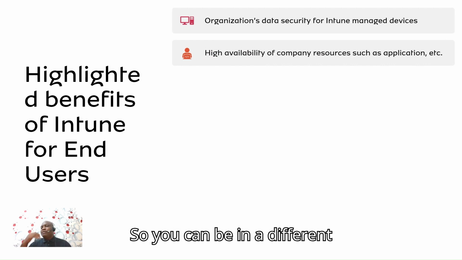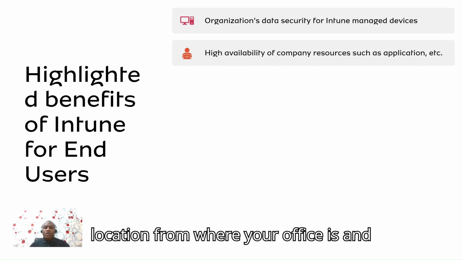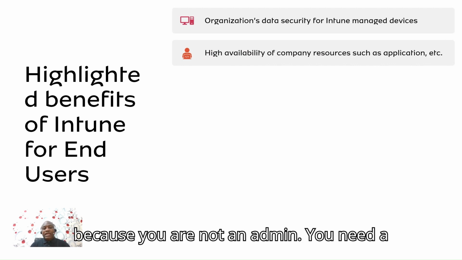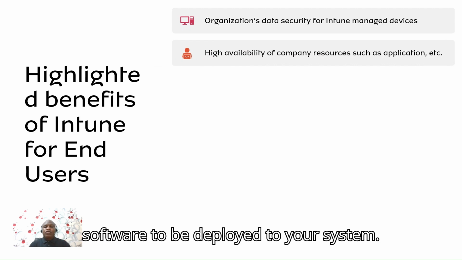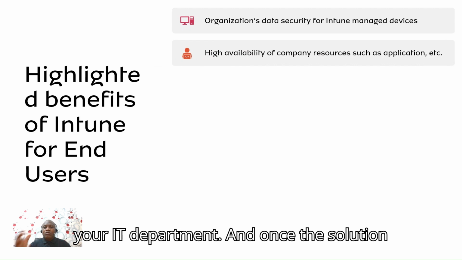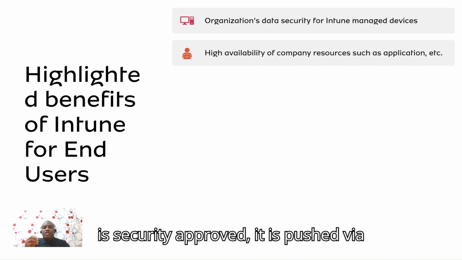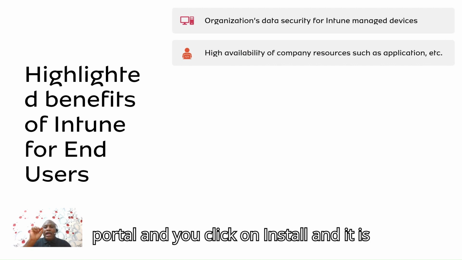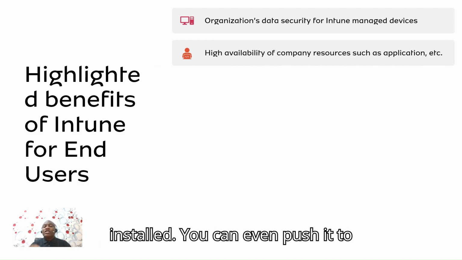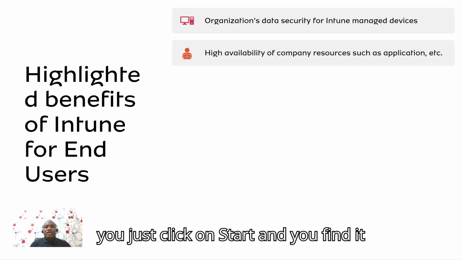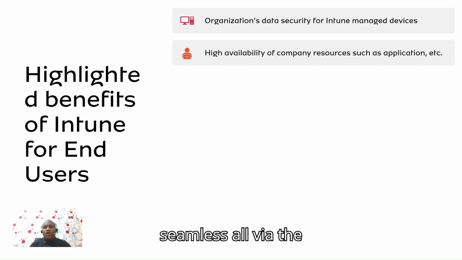So you can be in a different location from your office, and you need a software deployed to your system because you are not an admin. All you need to do is send a request to your IT department, and once the solution is security approved, it is pushed via Intune. You check your company portal, click on install, and it is installed. They can even push it to install automatically on your laptop, and you just click on start and find it seamless, all via the internet.